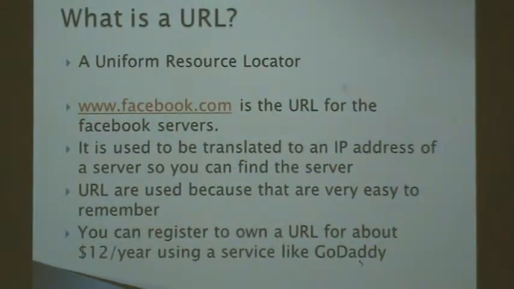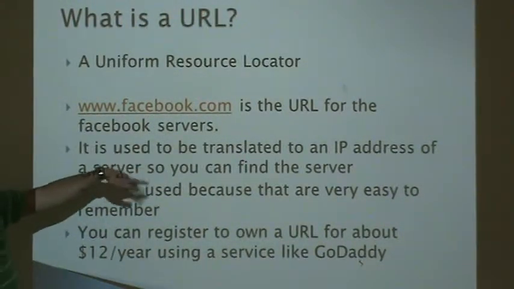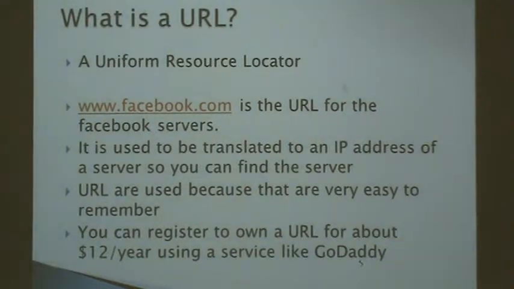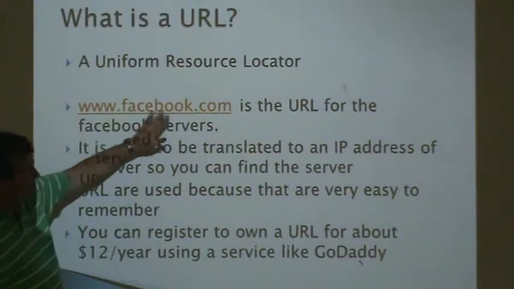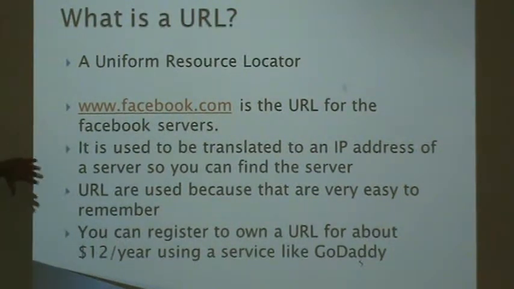Okay, so then what is a URL? So a URL is a uniform resource locator. So for example, www.facebook.com is the URL for the Facebook servers. This is the name, like Mary on your cell phone, that gets translated into a number. I kind of wish the number came up on my browser, but you guys have seen it. So that's the name that's used to translate to the number. The URL is a very easy thing to remember. And if you wanted to, you can buy a URL.